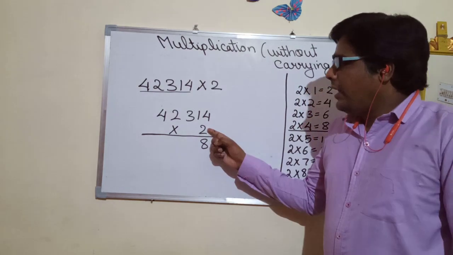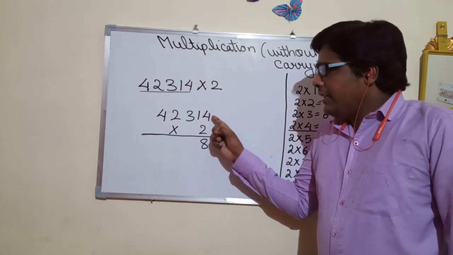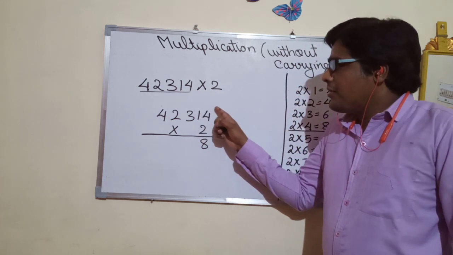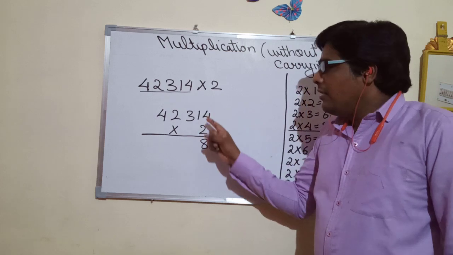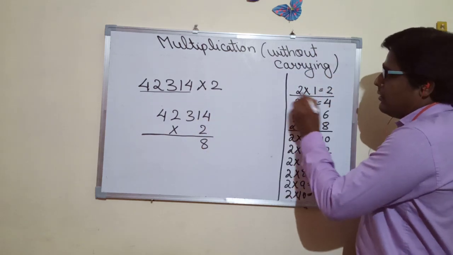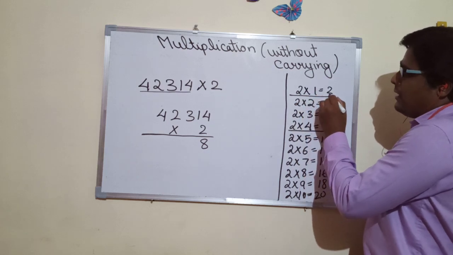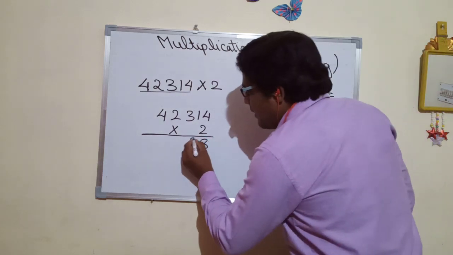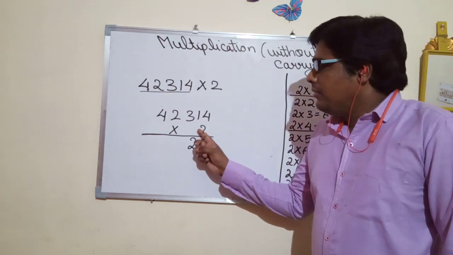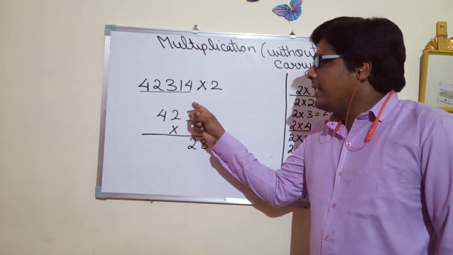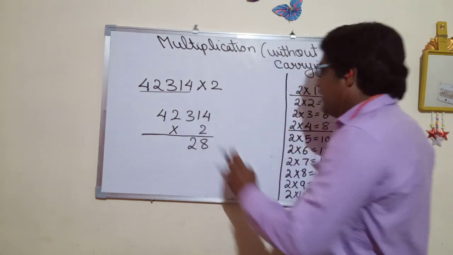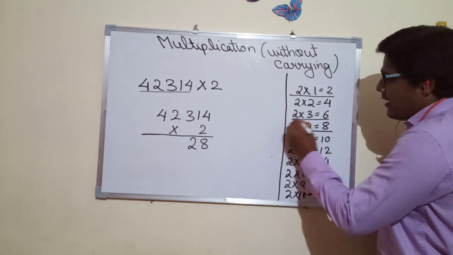Now, after multiplying 2 by 4, we will shift to the next digit. So our next digit will be 1. Now multiply 2 by 1. 2 ones are, that is 2 into 1 is equal to 2. So 2 ones are 2. Now multiply this 2 by the next number, that is 3. 2 multiplied by 3. So check in the table. 2 threes are, how much is it? 6. So write 6.